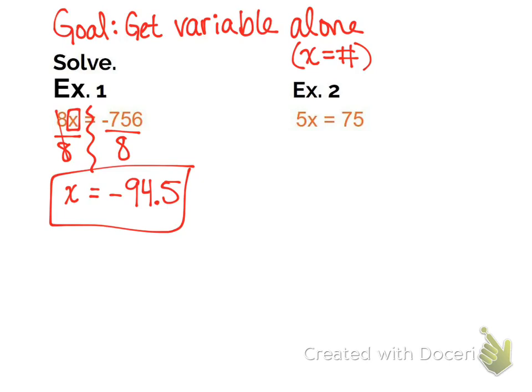All right, on number 2, what are we trying to get alone? 5. We're trying to get the x alone, which means we need to move the 5 by using division. Divide both sides by 5. That means 5 over 5, those cancel out, leaving us with an x. And 75 divided by 5 is 15.